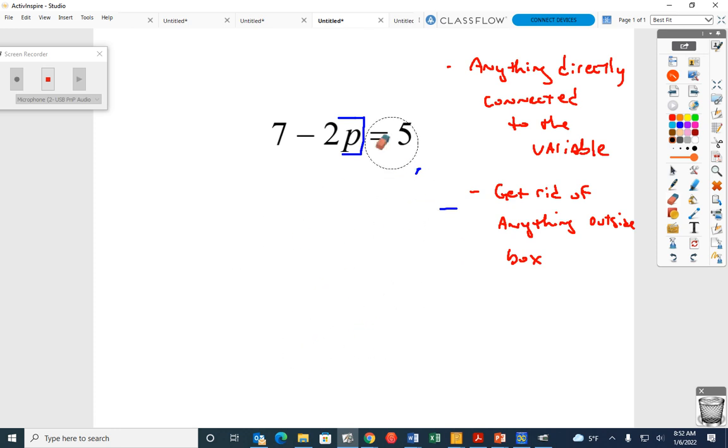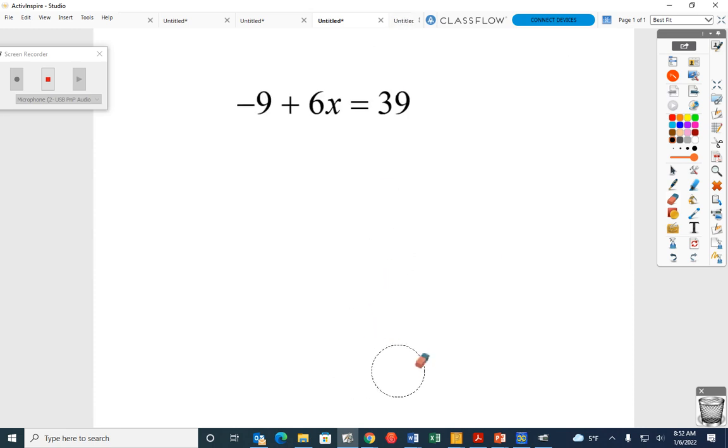Let's try another one. That's not that hard, is it? Okay, let's try another one. The first thing I'm going to do, what's the first thing I look for? Is there anything directly connected to that variable? What's directly connected to that variable? The plus 6x. So we're going to put this in a what?